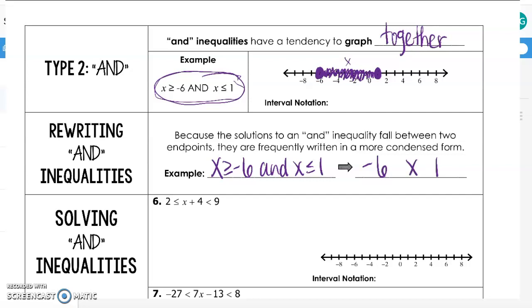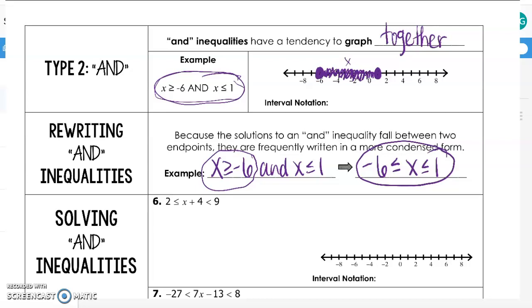Here's where it's a little bit tricky. This one stays the same, less than or equal to. If you notice on this one, it's pointing to the -6. So it looks like it flips around, but it really doesn't because you just flip the order that the -6 and the x were in. So this is how your answers are going to be written for your AND inequalities. You should have your smaller number on the left, your bigger number on the right, and x in the middle. Both of your signs should be pointing to the left, less than signs.